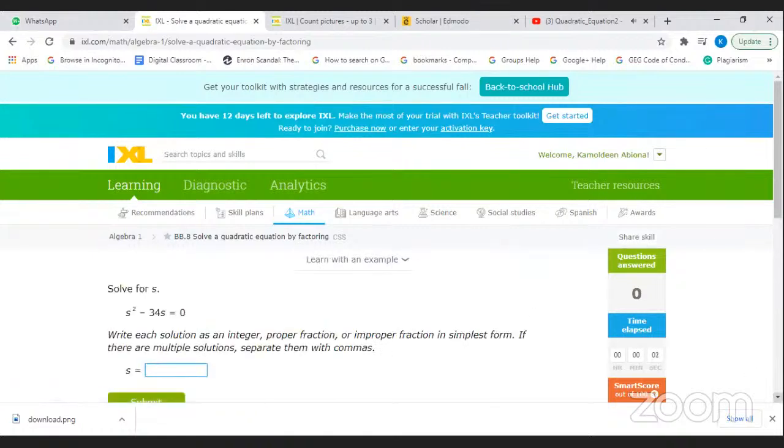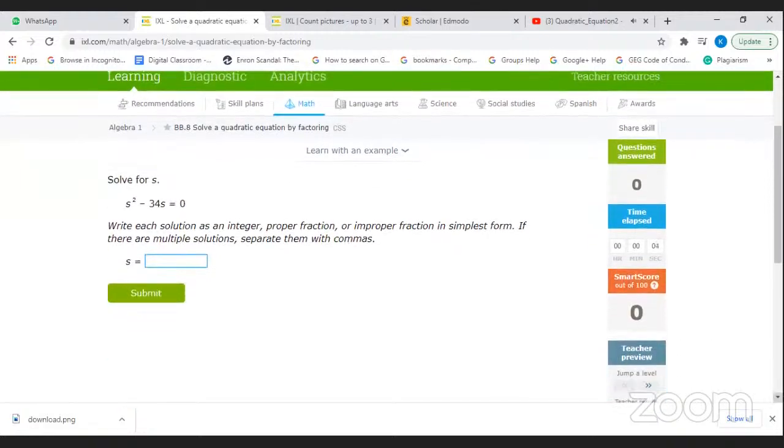The first question here says solve for x. This is similar to what we did yesterday, and this one is simpler. We want to write each solution as an integer, or a proper or improper fraction in simplest form. If there are multiple solutions, separate with commas. Let's see how we can solve this.